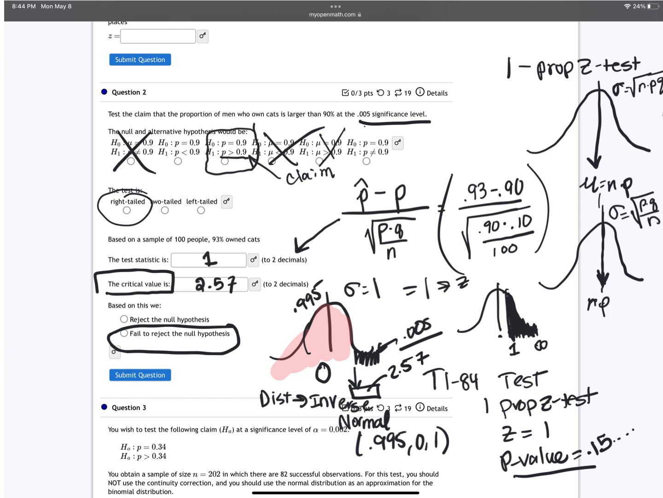So this is 2.57, and this is 1. You'll notice that my test statistic is not in my critical region. So again, we fail to reject. I hope that problem is helpful for you to see.